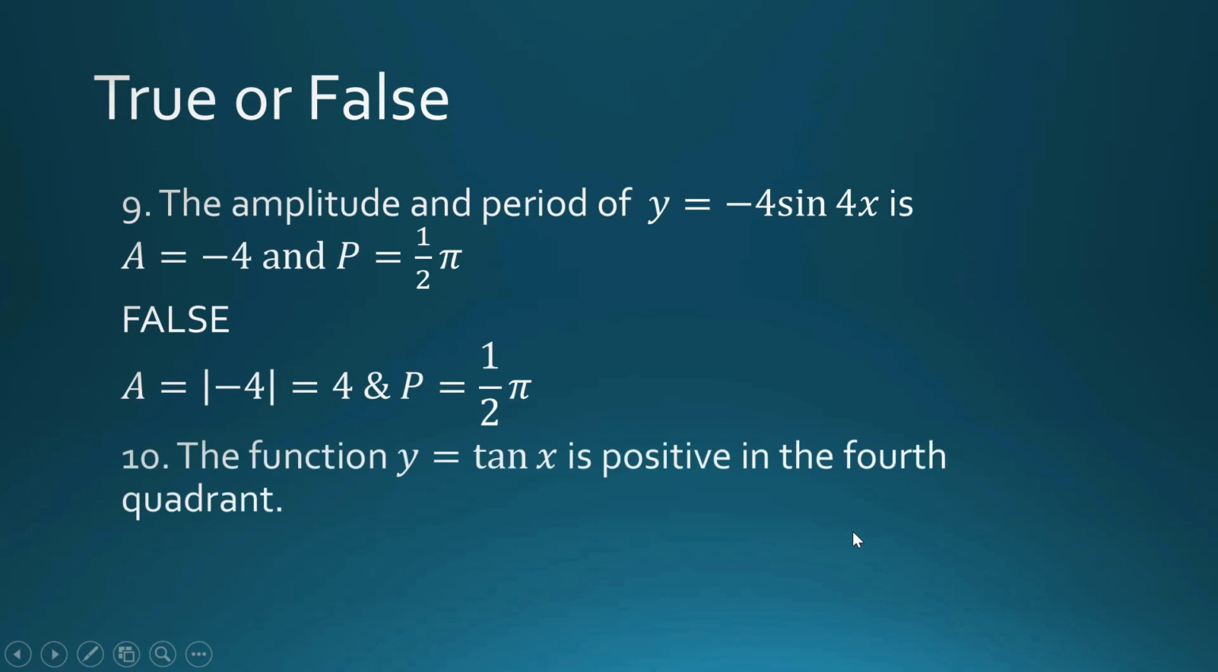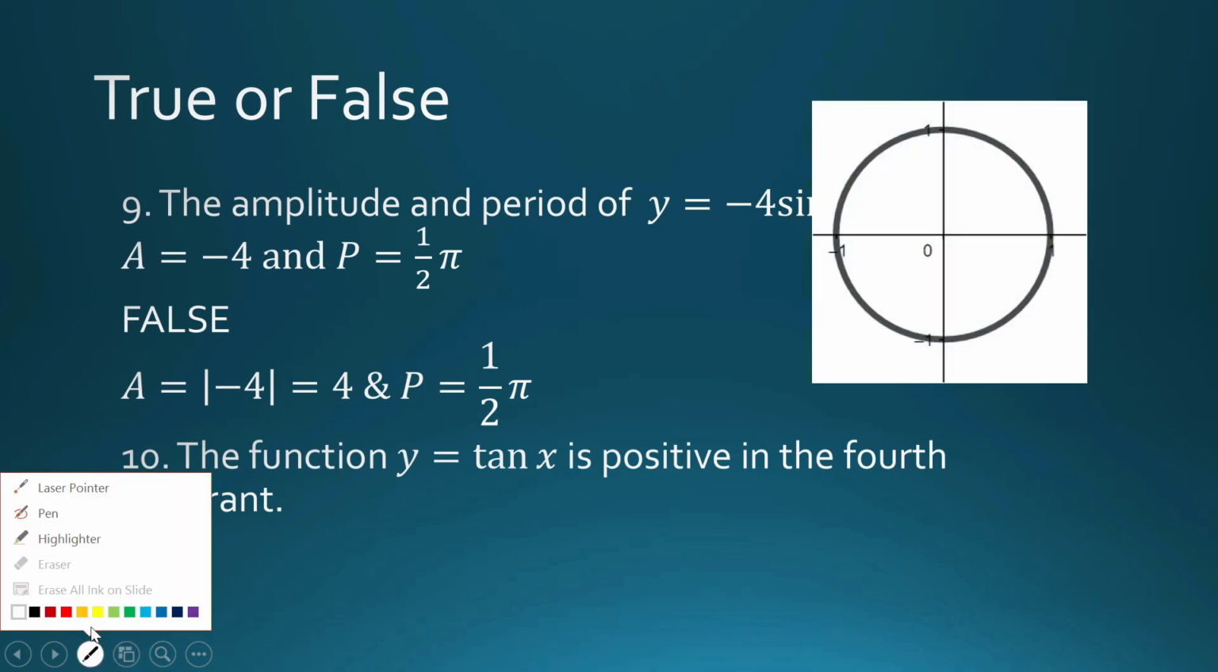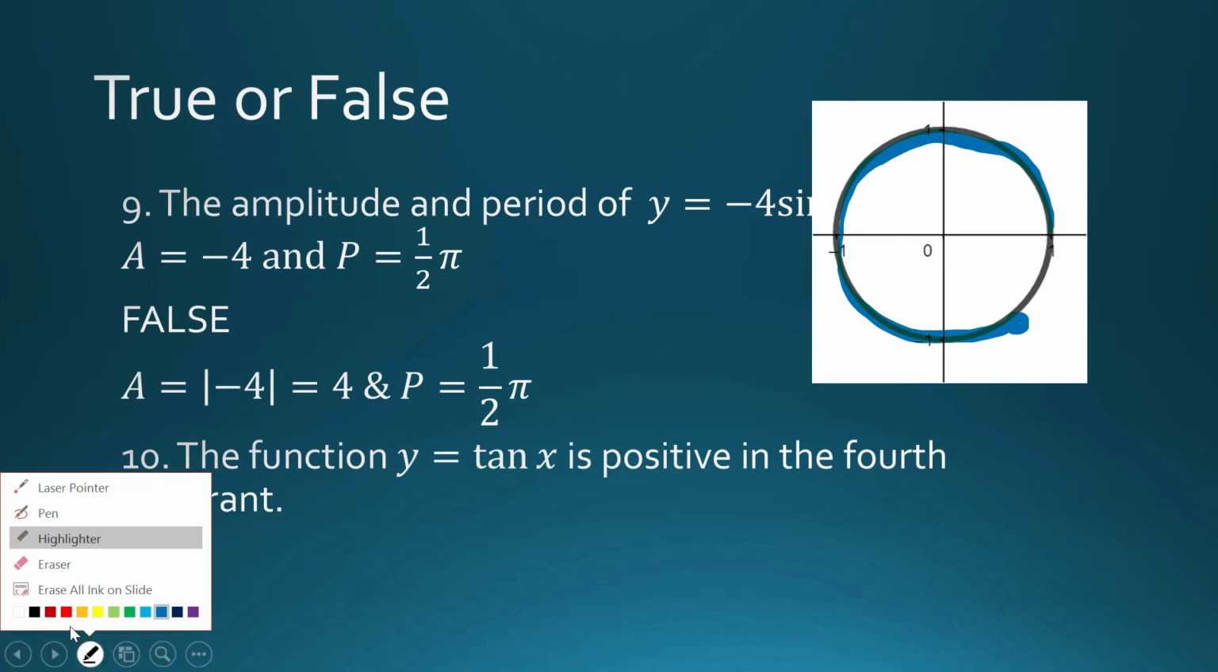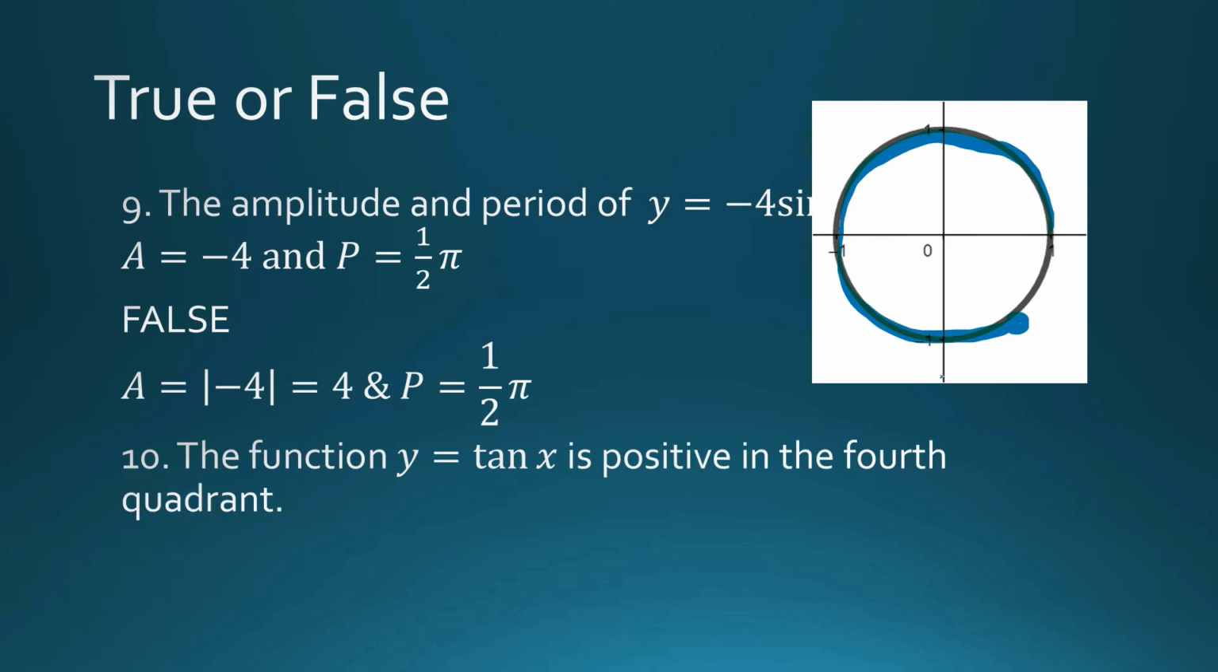The function y is equal to tangent of x is positive in the fourth quadrant. True or false? How do we compute for the tangent function? Let's say we are given an angle. If it falls in the fourth quadrant, you will pay attention to the terminal point of that arc. And in the fourth quadrant, your x coordinate is positive and your y coordinate is negative.